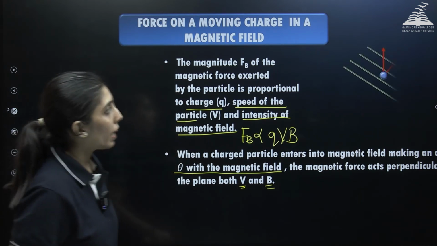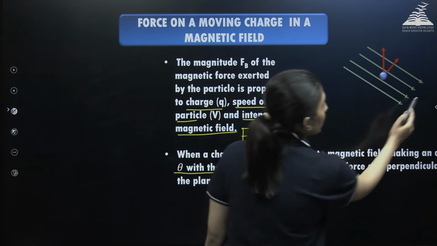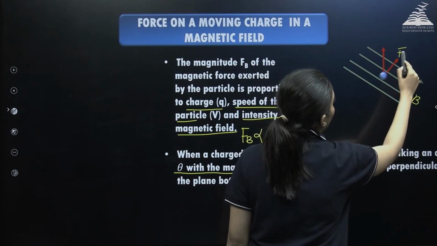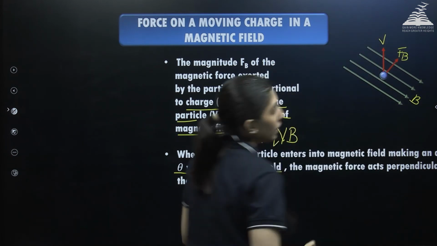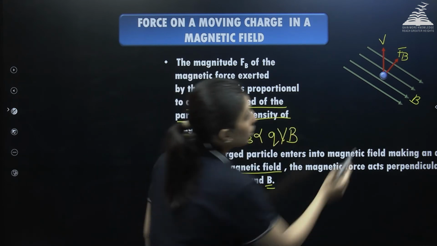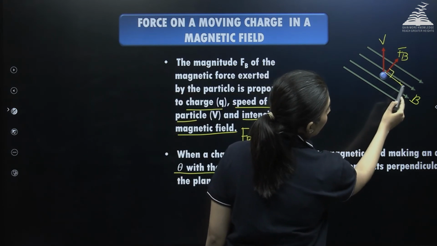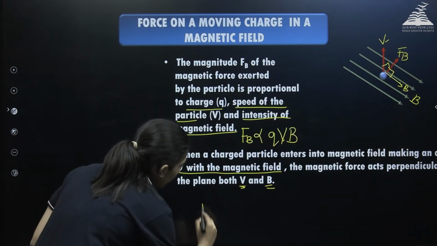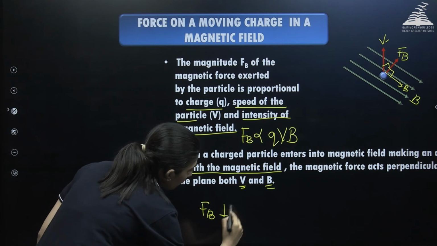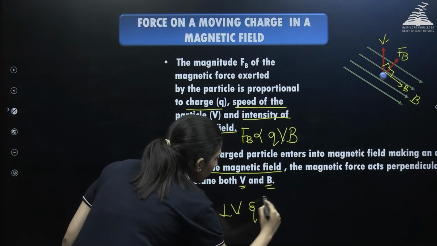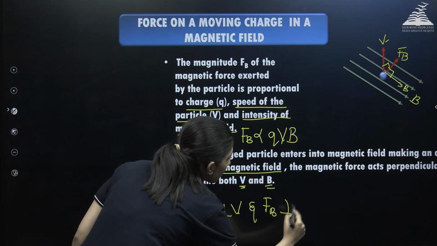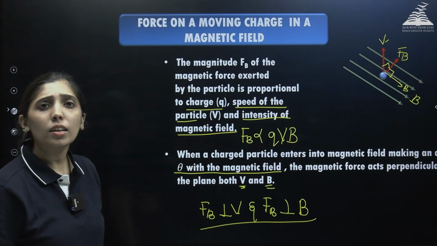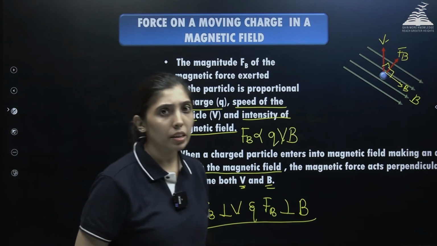That is, let me show you a diagram. The green lines indicate the direction of the magnetic field, and the magnetic force is Fb, and this is V. Here the magnetic force is perpendicular to B as well as it is perpendicular to V. Now, if I keep a single charge in the magnetic field, it experiences force.